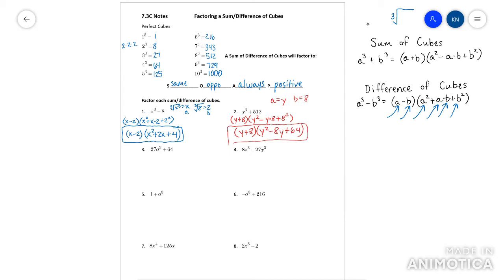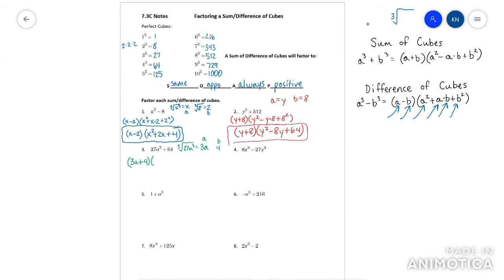One way they may try to trick you is they may throw a number in front of this guy. That's not that big of a deal. Just stick to the plan and cube root it anyways. The cube root of 27a cubed: the cube root of 27 is 3, and the cube root of a cubed is a. So my A in terms of letters is 3a. Then the cube root of 64 is 4, so B is 4. Now I just follow the equation. This is the sum of cubes, so it's going to start out 3a plus 4.